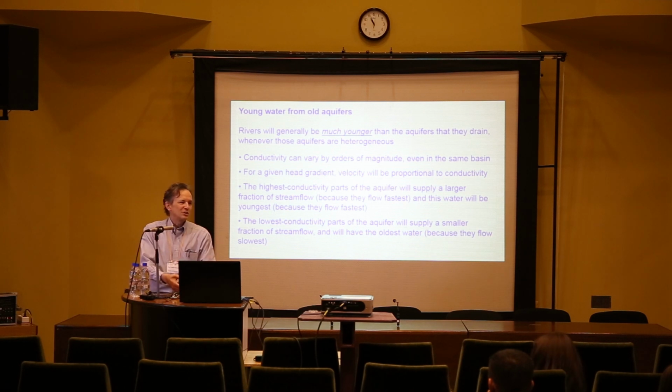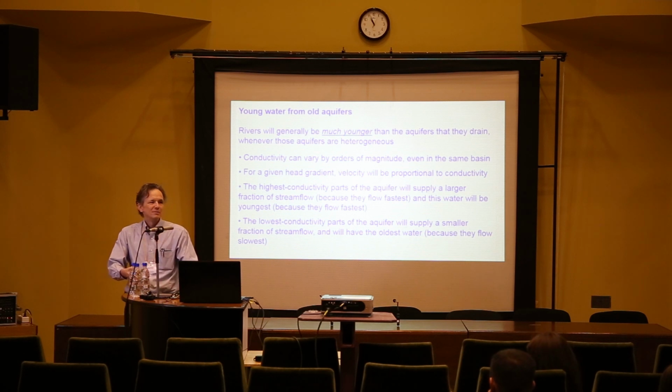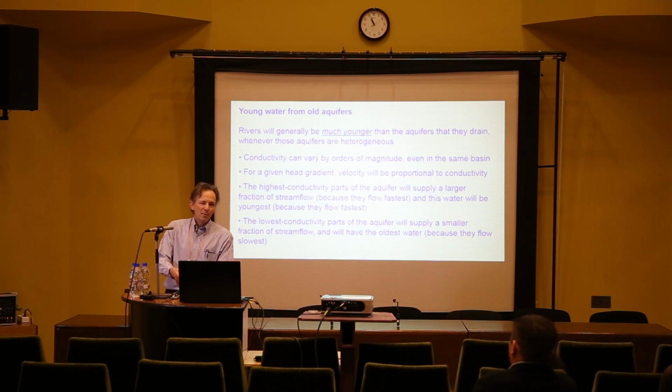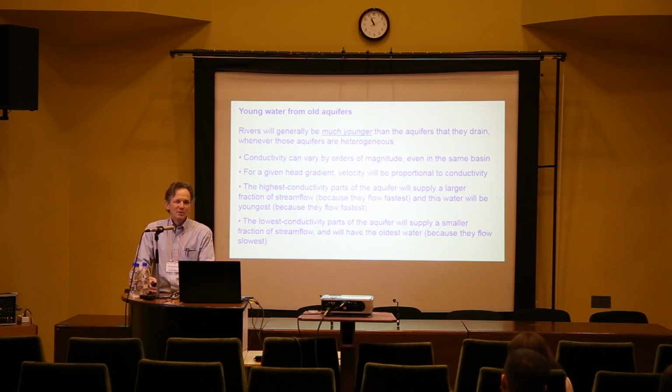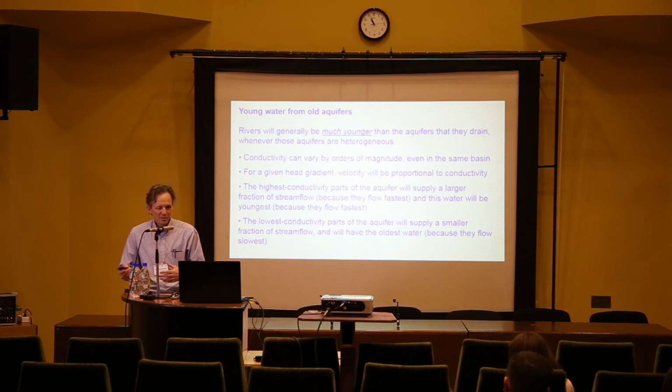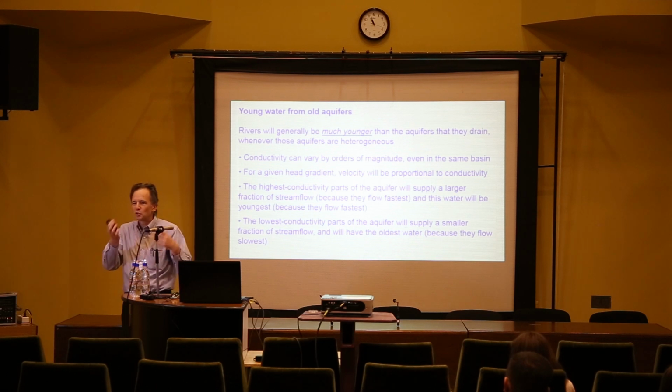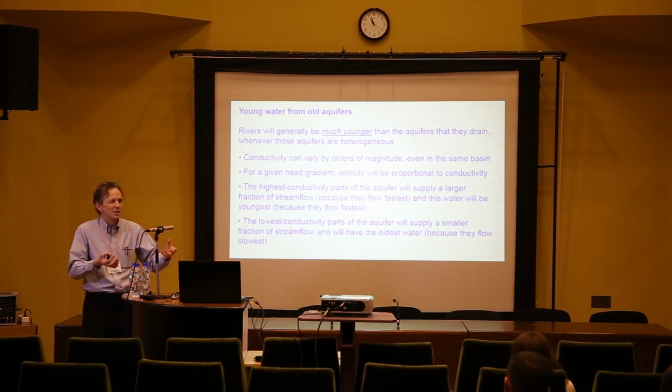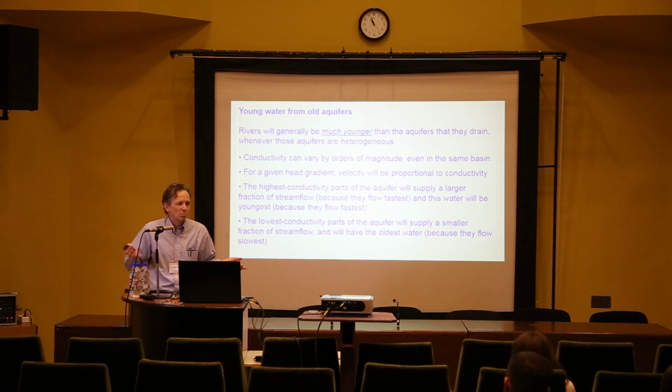But that old water will be old precisely because it isn't going out to the stream. So the old water gets to be old because it's not flowing to the stream, and the young water appears in stream flow because it is the water that flows to the stream. So it doesn't require that the aquifer knows which water is old and which water is young and selectively moves some water or some other water. It's just the inevitable consequence of having different conductivity zones underground.